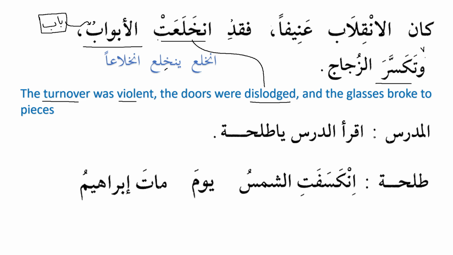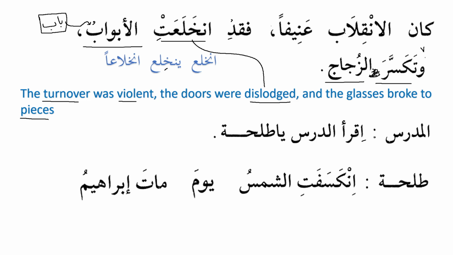So that's why we have this feminine verb, inkhala'at al-abwabu wa takassara az-zujaju. Because zujaj is masculine, that's why the verb that we have is also masculine. If it is feminine, we know that there has to be ta sakina, which is called ta at-tanith, after that. However, this is masculine, that's why there is no need for this. And the glass broke to pieces.